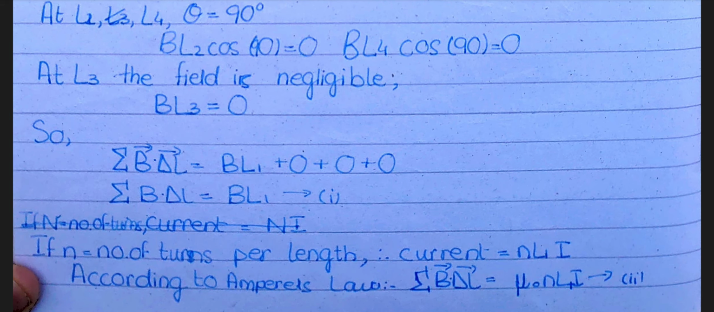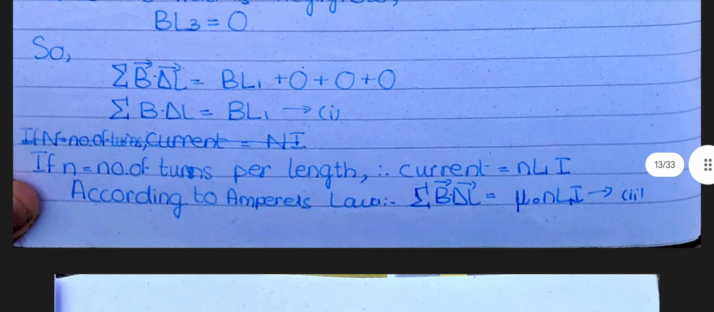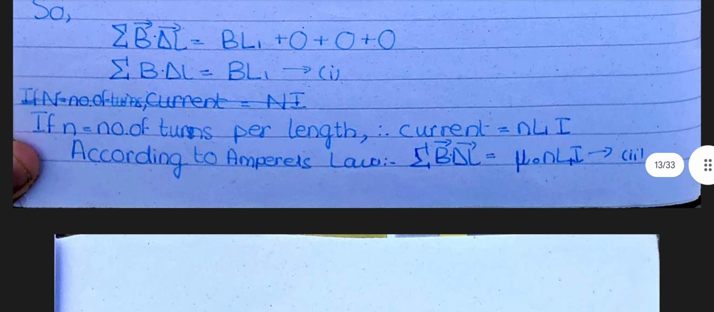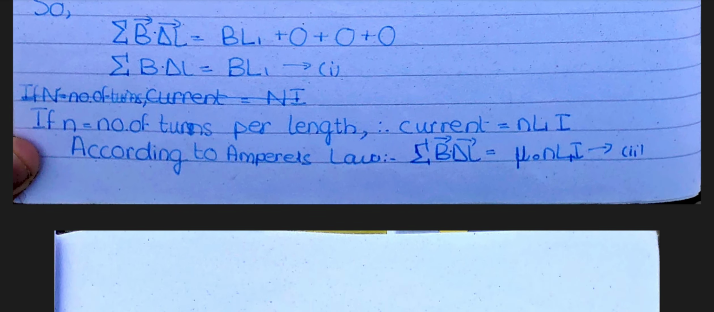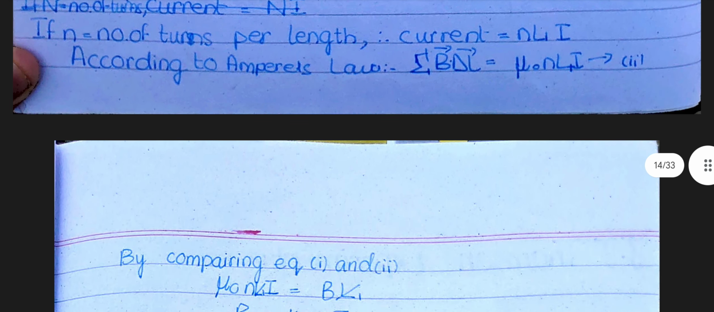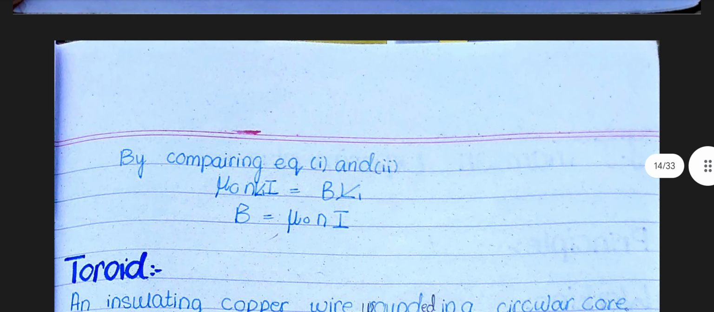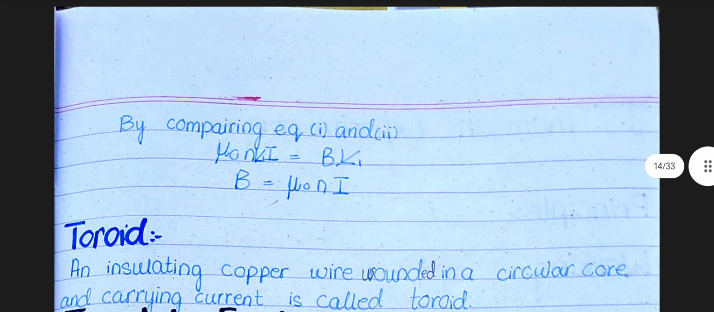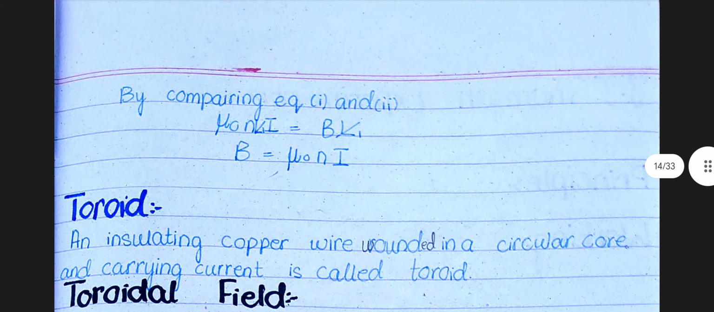Equation 1. If n is equal to the number of turns per unit length, current is equal to nL1I. According to Ampere's law, summation B vector dot delta L vector is equal to mu naught nL1I. By comparing equation 1 and equation 2, mu naught nL1I is equal to BL1. B is equal to mu naught nI.